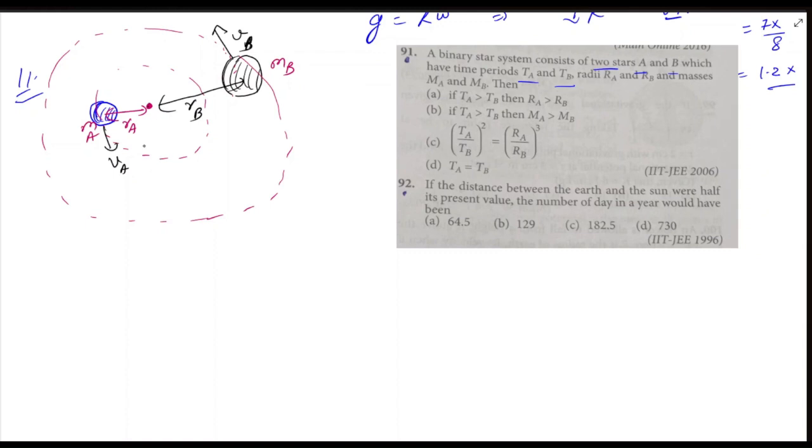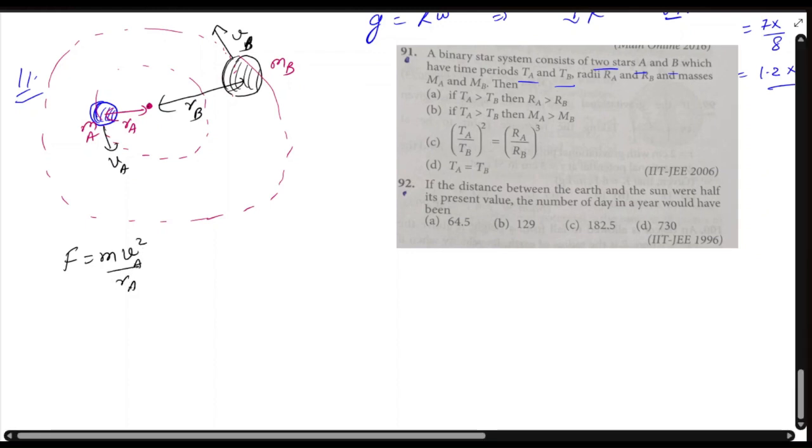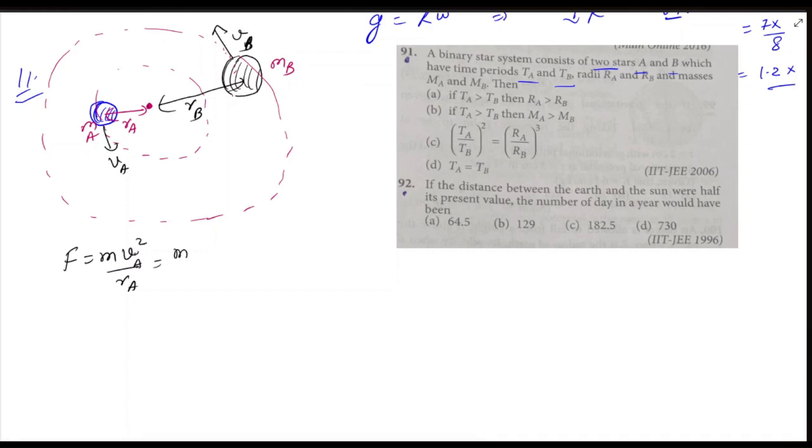Okay. Now what will be happening? The force on both the particles will be same. So F will be equal to MA VA square by RA. Or we can write it as, V will be omega R, so it will be MA omega A square RA, right? Okay. So it will be rotating with the omega into RA, and this is mass MA. And this will be equal to MB omega B square RB, right?